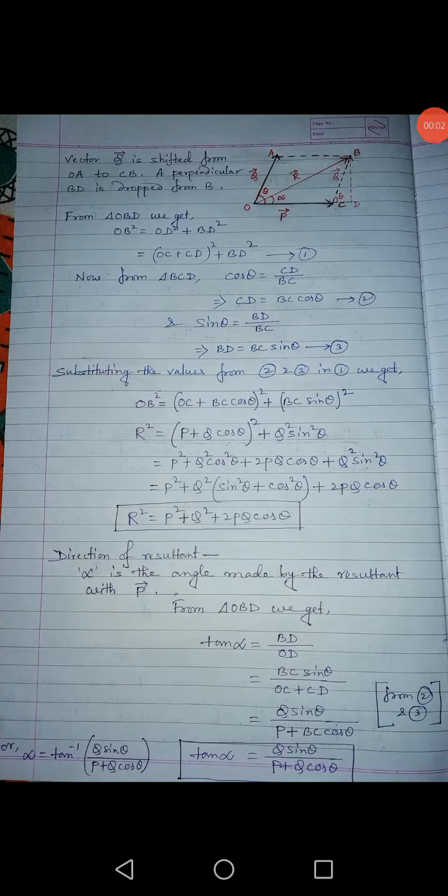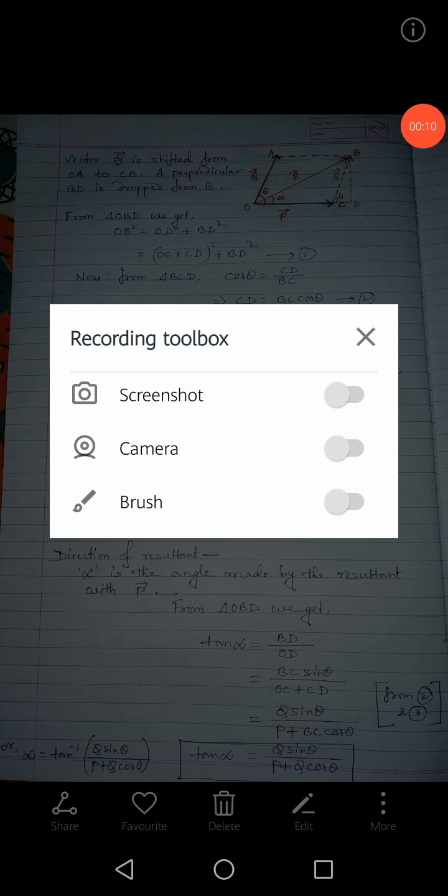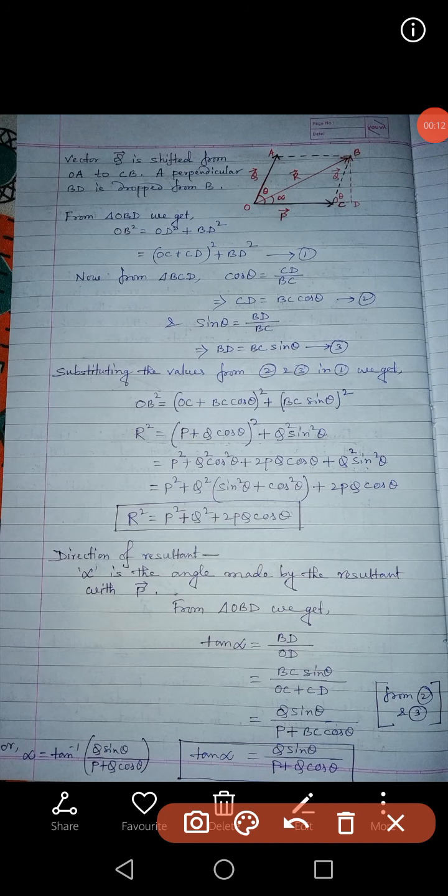In the parallelogram law of vector addition, we already discussed in the last video and got the formula of the resultant. Okay, now see here, this one and this one we got. This we got using the parallelogram law, but if we use the triangle law also, we are supposed to get the same formula.